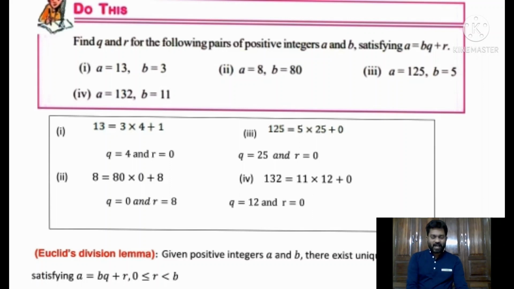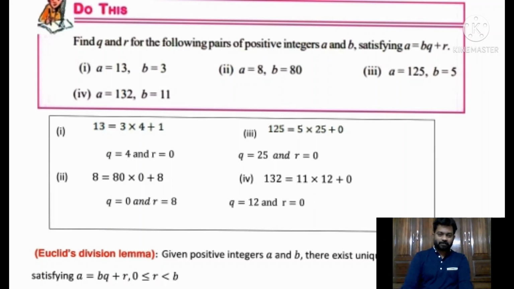Given a equal to 8 and b is equal to 80. 8 is written as 80 into 0 plus 8. 80 zeros are 0 plus 8. Here q is equal to 0 and r equal to 8. Understand, children?